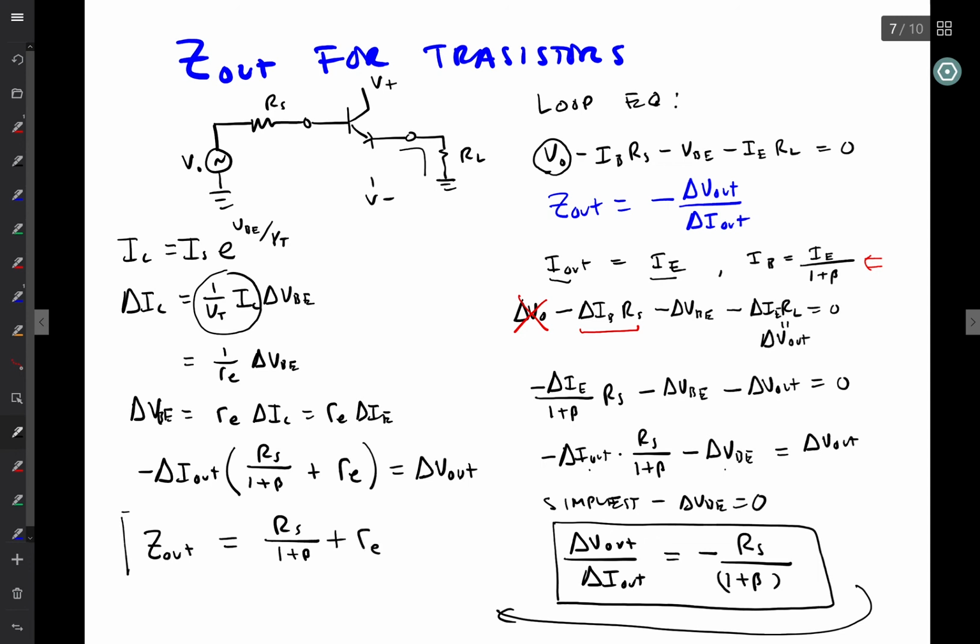So this Z out is not quite as good as we thought it was under our simplest model. It's up by a little bit. This is usually on the order of 25 to 50 ohms to 100 ohms, depending a little bit on the quiescent current. That is, it does depend on IC. And we add that to the resistance of the source divided by beta. And that's pretty much it for transistors.